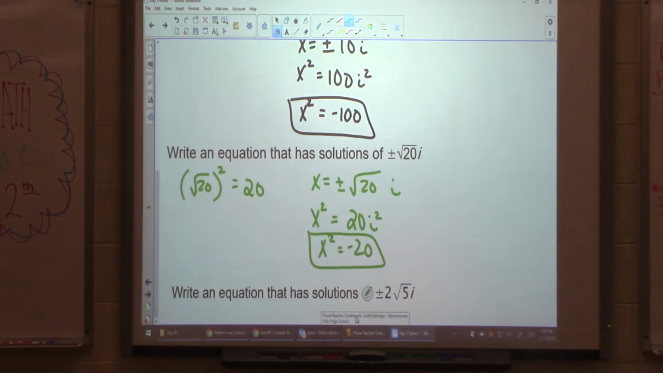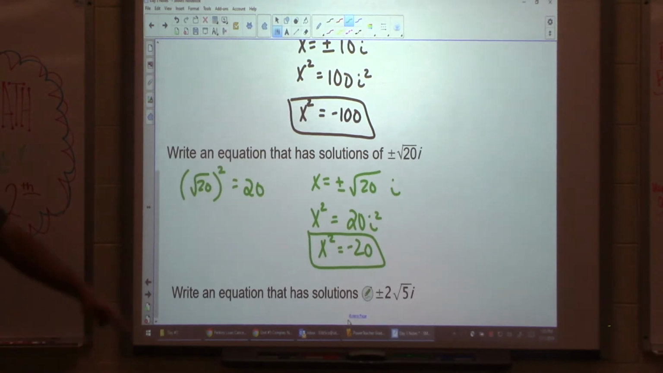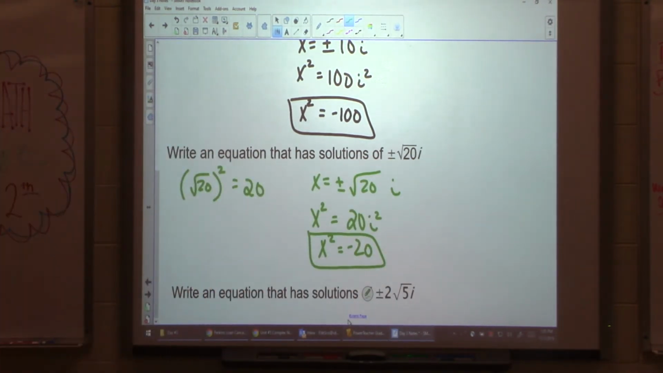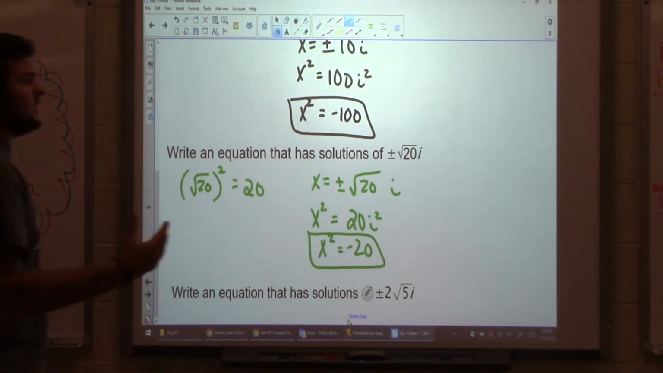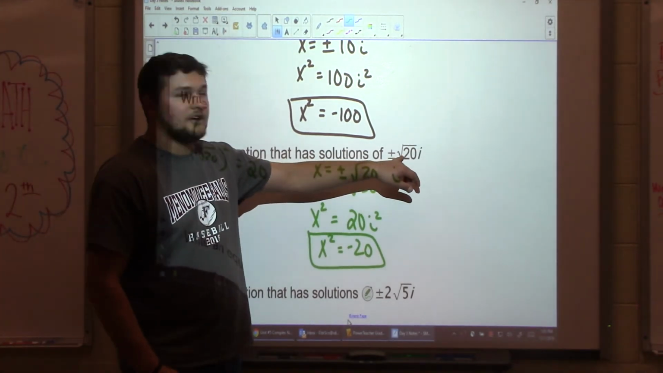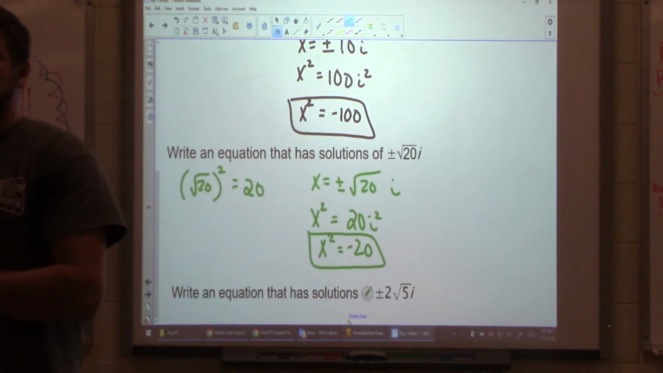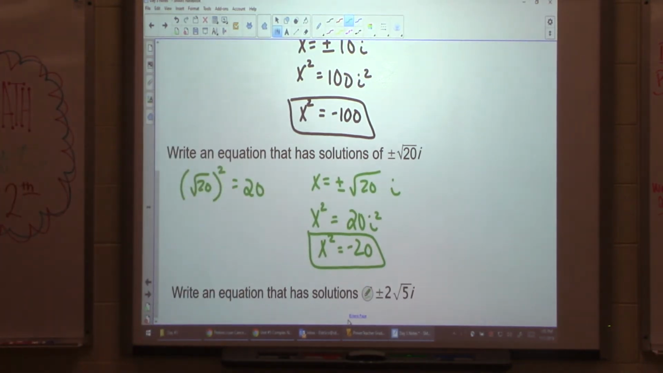Miss Larson? Are they always going to be negative? They will always be negative, in this case, if we start out with i, because i will always become i squared, which will always be negative 1. Now, I shouldn't say always, because if you start out with a negative under your radical or something like this, then it will end up being positive, because it will be like negative 20 times negative 1. Most of the time, they will turn into negative numbers. Okay?